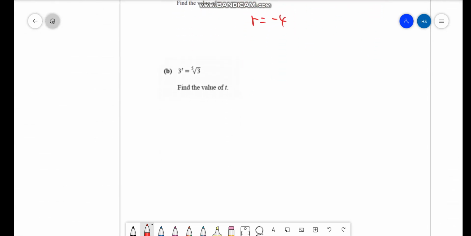For the last question, 3 power t equals 5th root of 3. Every time you see the root, remember the rule, which has a fraction. We have to change this into a fraction. So 3 power nothing; if they didn't write anything, it means it's 3 power 1. And then the 5th root. Remember, the root number is the denominator, which means this will become 3 power t equals 3 power 1 over 5. So my t actually equals 1 over 5. So that's it. Simple.